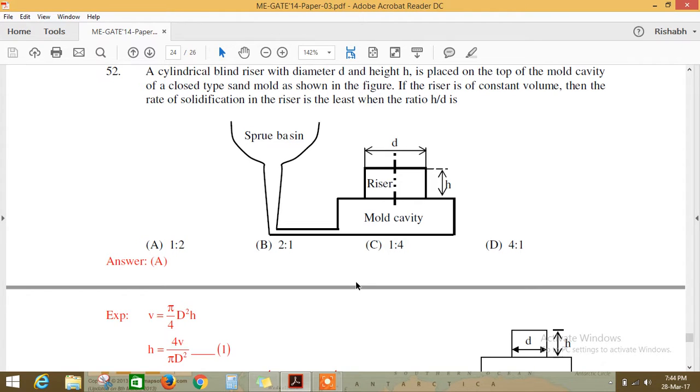Hello students, so today we are going to wind up this GATE 2014 paper. From this video, set 3, I am going to wind up. Rest of the sets I will discuss subsequently in many videos. So let's see the 50-second question.